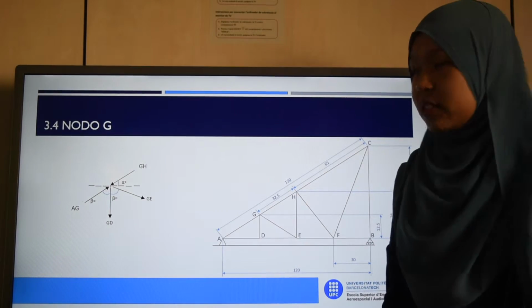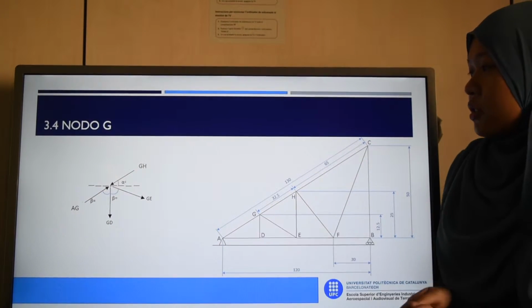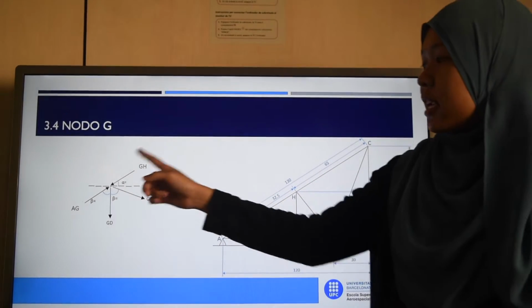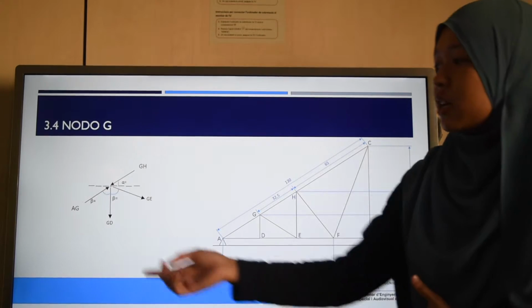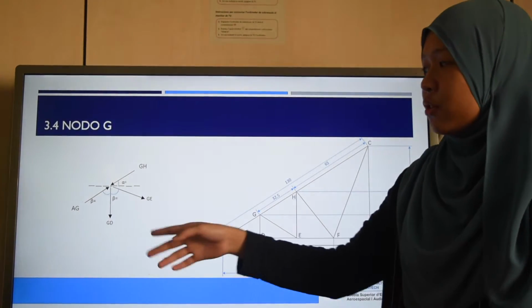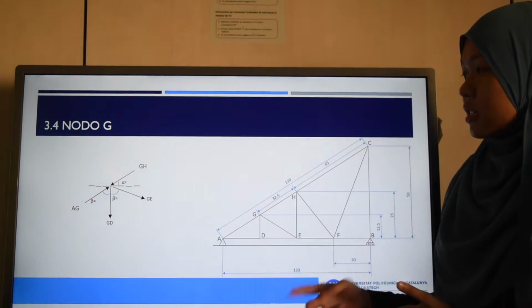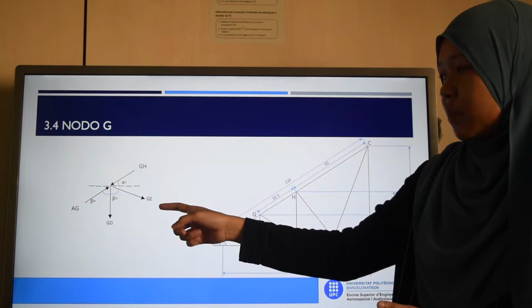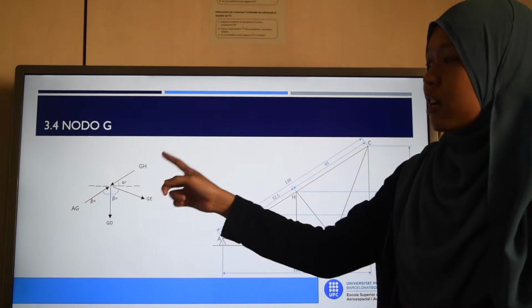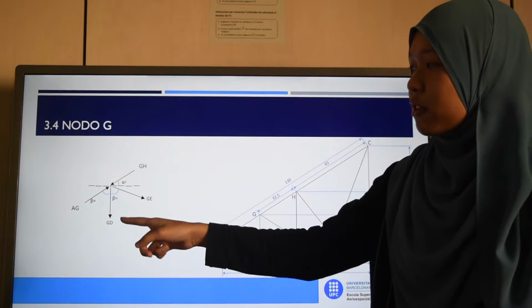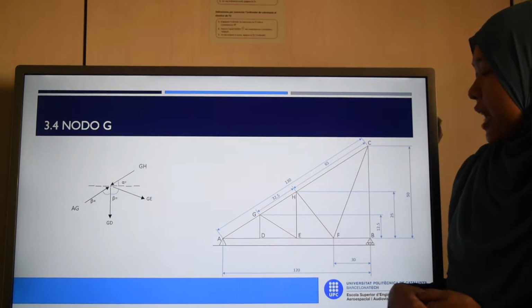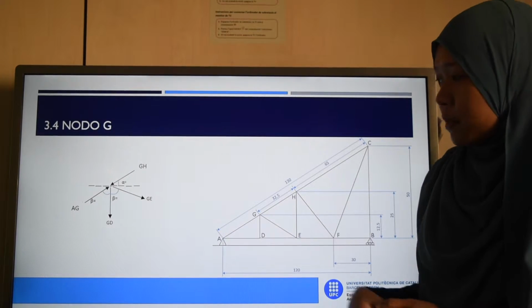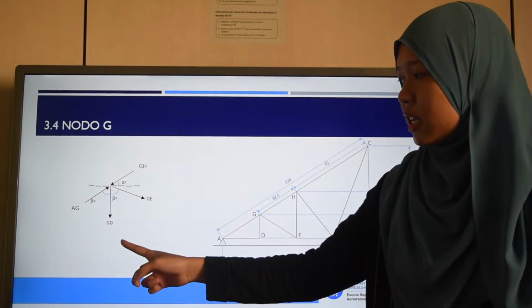Okay, for node G, which is here, we draw all the forces that act on this node. Since in the previous calculation we already know the forces AG and GD, here we have 2 unknown forces, which are GH and GE. We assume that GH is a compression force on the node G, and GE is a traction force. Next, we find the angle between the forces AG and GD.